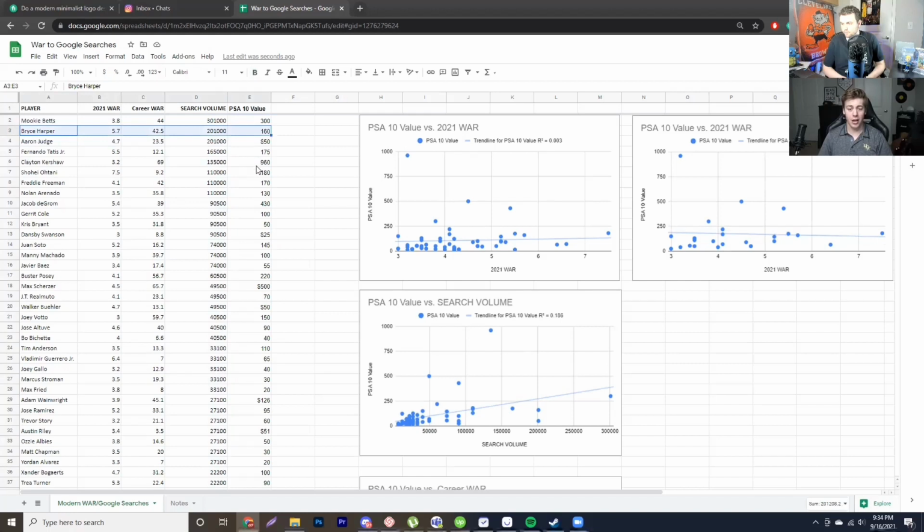So there's over 100,000 people that search Mookie Betts a month, over Bryce Harper. Aaron Judge is about the same at 200,000. Then you have Tatis, and then you have Kershaw. Others over 100,000 are Ohtani, Freeman, and Arenado. And I think at least the search volume would be very comparable to how popular a player is.